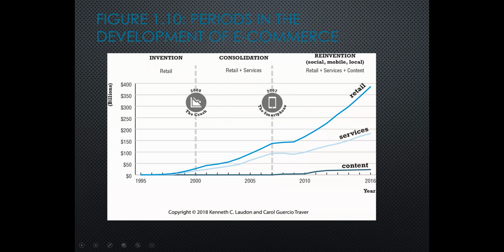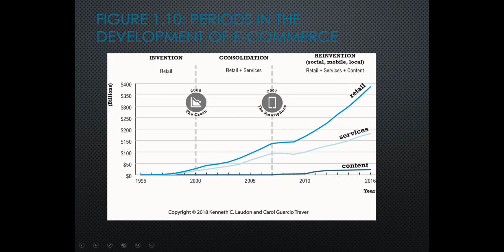So let's see the graph first. The retail is increasing, and the services start increasing as well, and the content, starting from 2010, is increasing, and right now I guess it is increasing a lot more than this curve of the chart. And you can see that for the reinvention, because we have social network, mobile and local, that promotes, apart from retail, services and content to be increasing a lot as well.